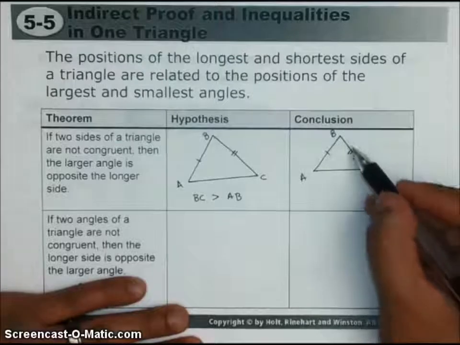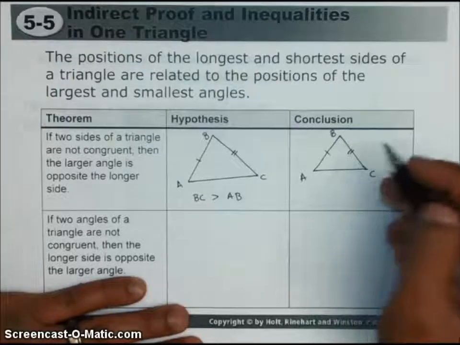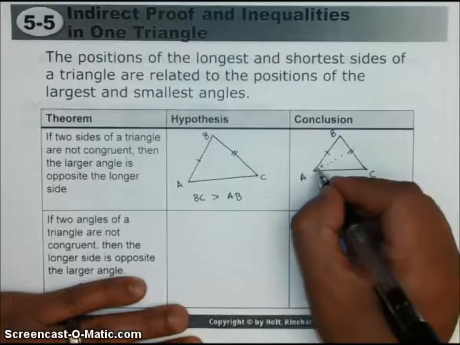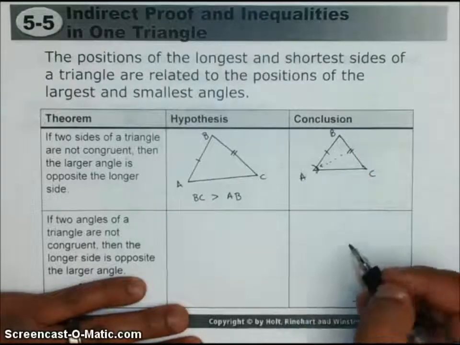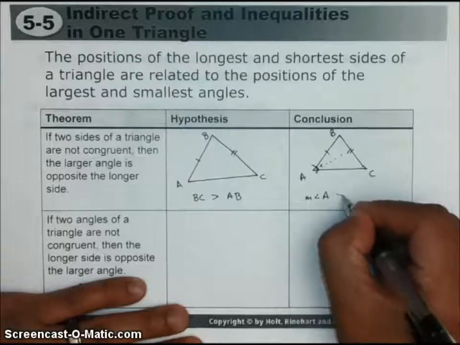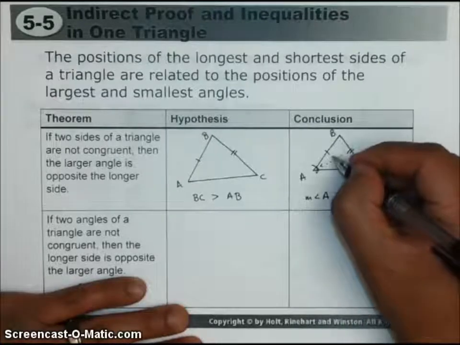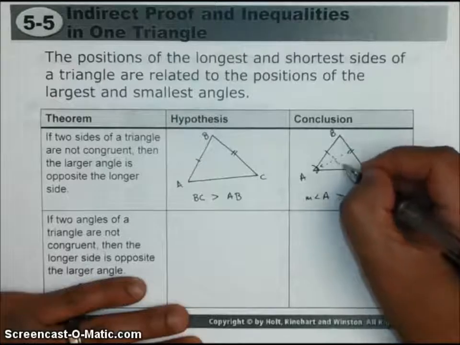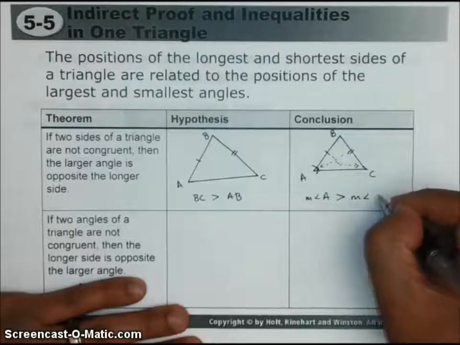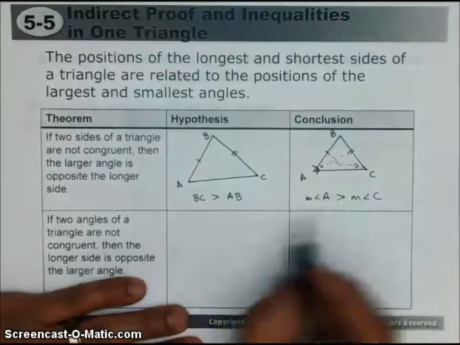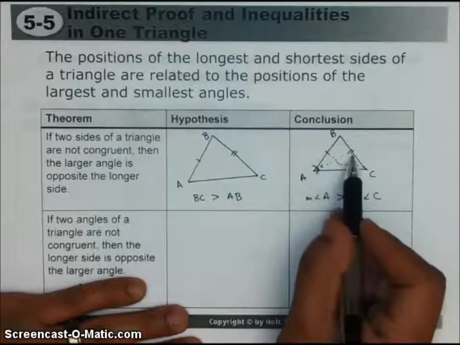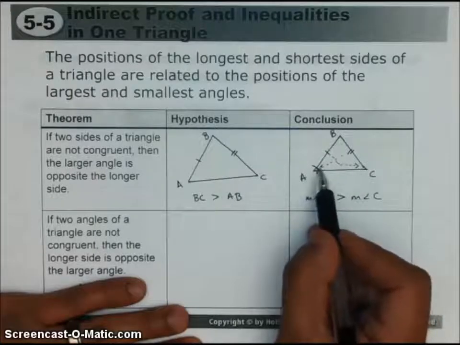Okay, if this is going to be my longer side, then the side that's across from it, or opposite, which would be this angle A right here, the measure of angle A has to be greater than the measure of angle C. So if this is my longest side, this is going to be my biggest angle.